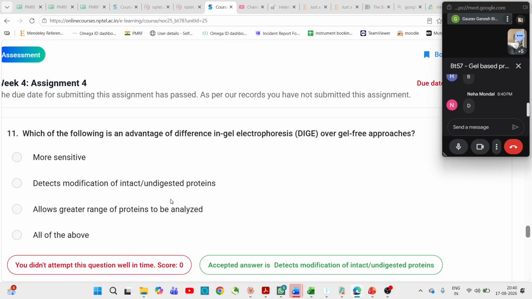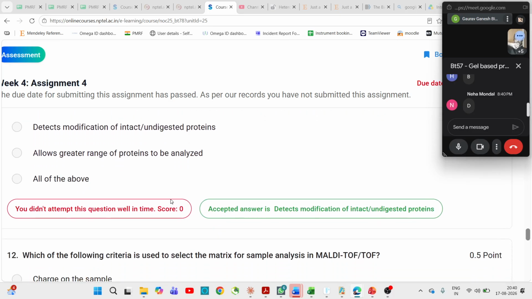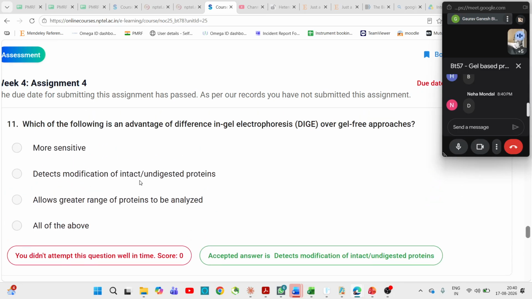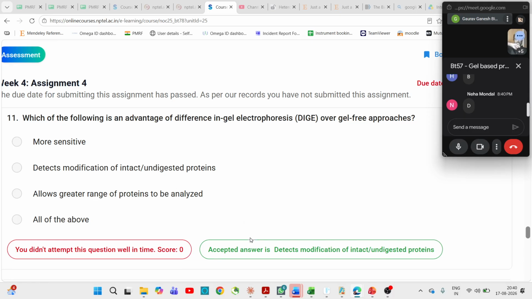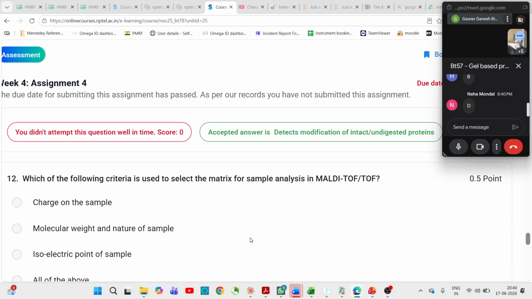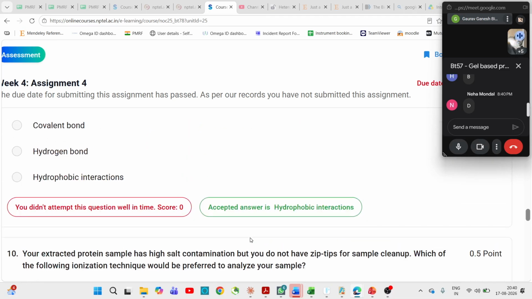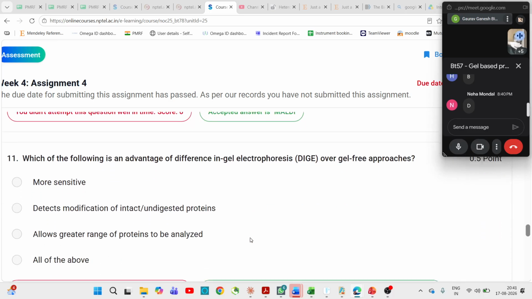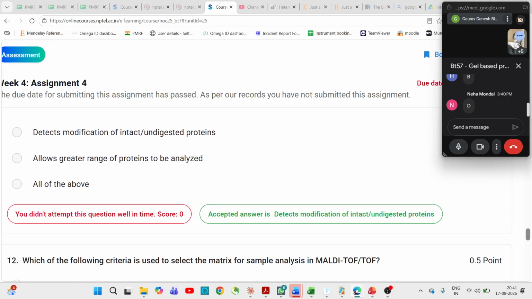So it basically detects modification of intact and undigested proteins. You cannot say it is more sensitive, because mass spec is more sensitive compared to DIGE. We want to consider only DIGE over gel-free approaches. So it detects modification of intact as well as undigested proteins. Don't go ahead after DIGE to mass spec, because then it becomes a gel-free approach. It's still just the DIGE stage, and accordingly you need to give the answer for this.